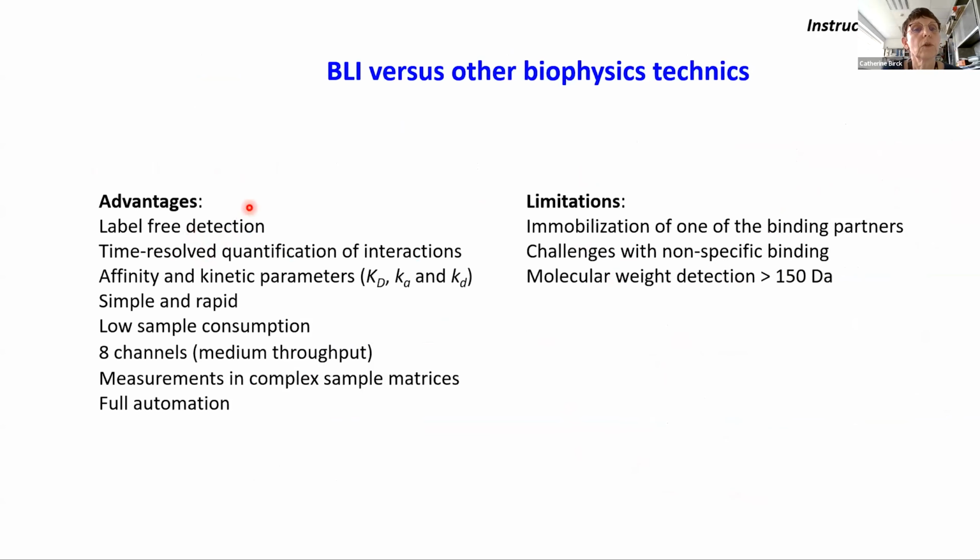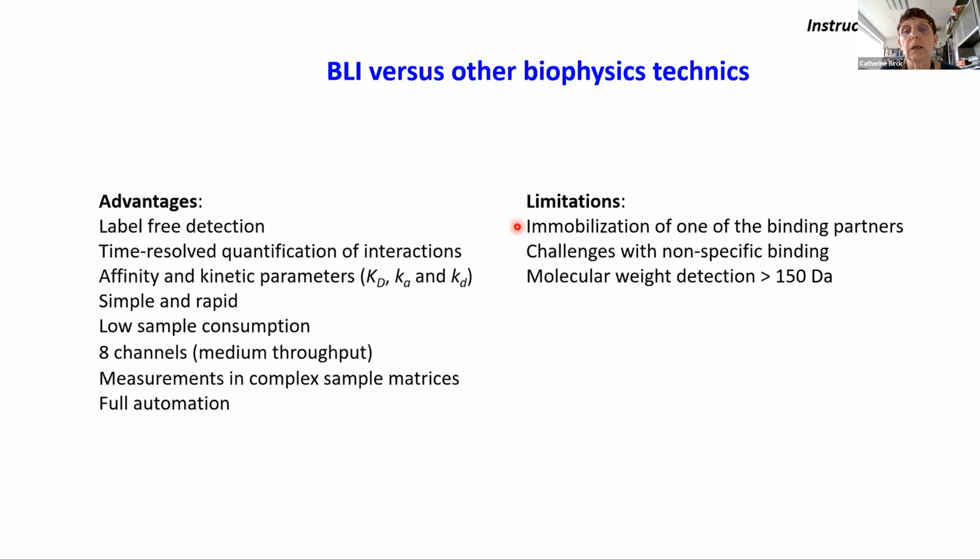So the advantages of BLI are that it is a label-free detection system. So you will get time-resolved quantification of interaction. So you will determine the affinity and the kinetic parameters of your system. It is a simple and rapid technology with low sample consumption. We are equipped with the 8-channel system, so it's a medium throughput. And you can measure samples in complex sample matrices. And this is also full automation.